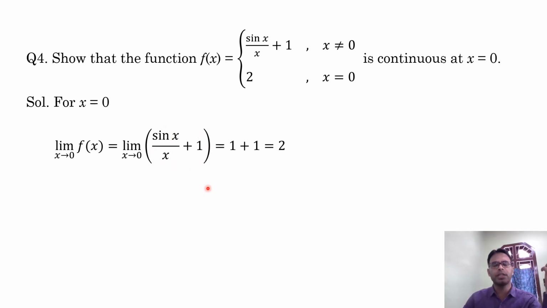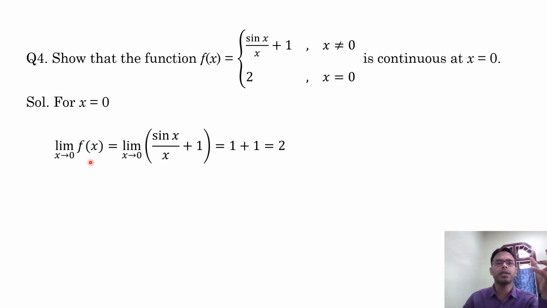Then in first year we studied the limit of sin x by x. What is its value? This is 1 obviously. Limit of x tends to 0, sin x by x is equal to 1. It is a theorem actually. We got this formula in first year. So using that formula, limit of sin x by x is taken as 1, and limit of 1, a constant number, remains 1. So finally we got the limit value of the function as 2.